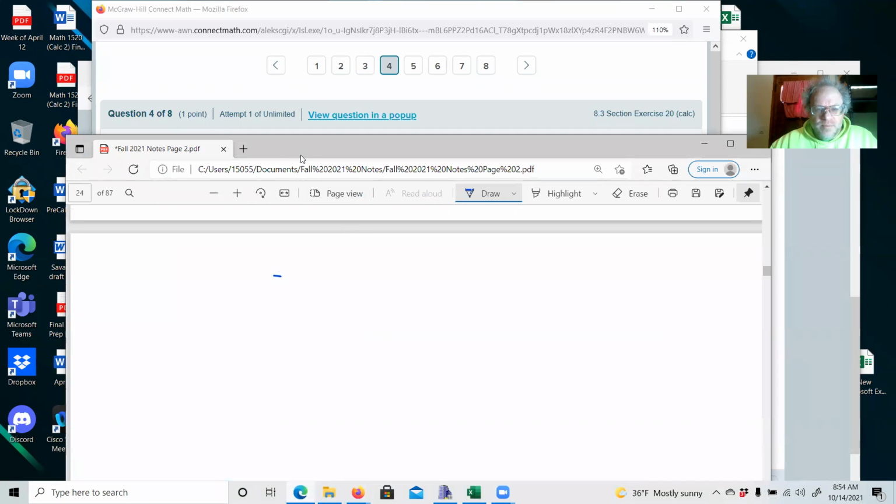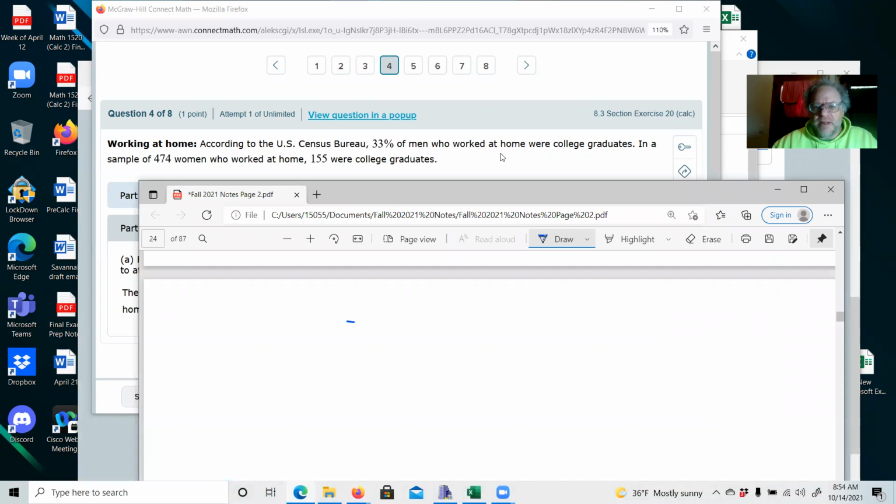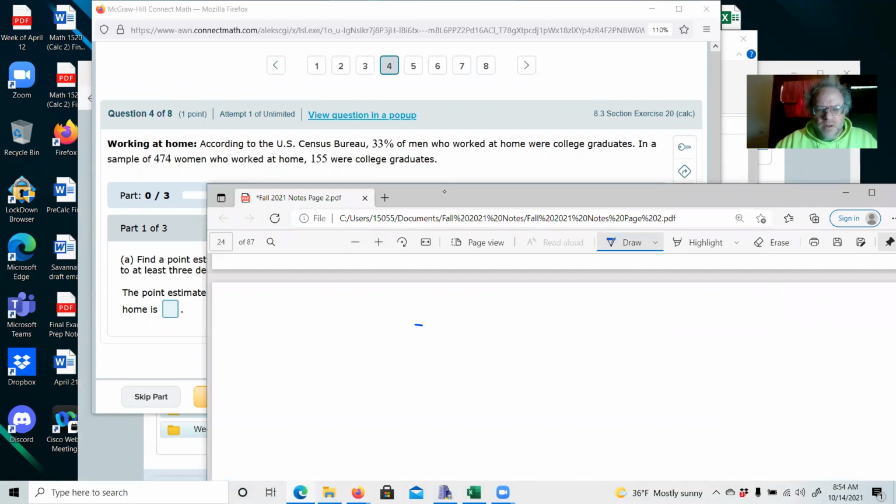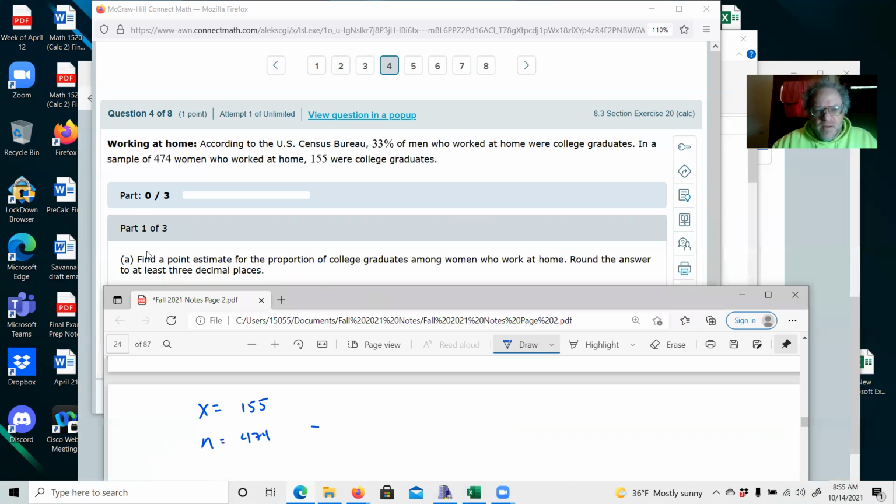All right, so according to the U.S. Census Bureau, 33% of men who worked at home were college graduates. In a sample of 474 women who worked at home, 155 are college graduates. So our first idea here is X is equal to 155, and N is going to be 474. They want us to find a point estimate for the proportion of college graduates among women who work from home. Round the answer to 3 decimal places.